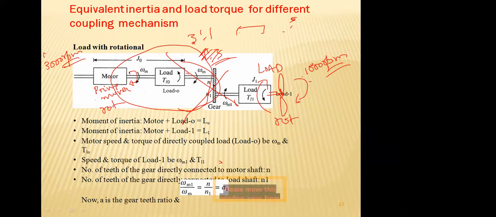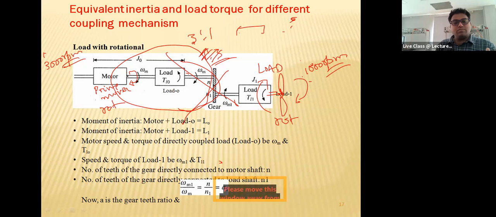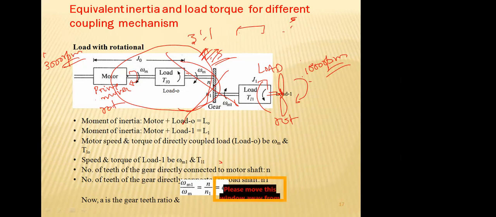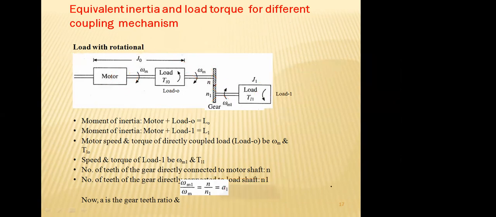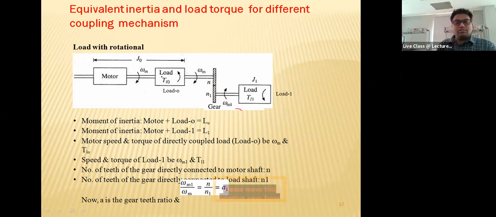A motor also has a moment of inertia. The moment of inertia of the motor is because of its shaft and all the windings. If it is a squirrel cage motor, then it will also have some moment of inertia, and the gear will also have a mass. It will also have a moment of inertia. All together it is J naught.